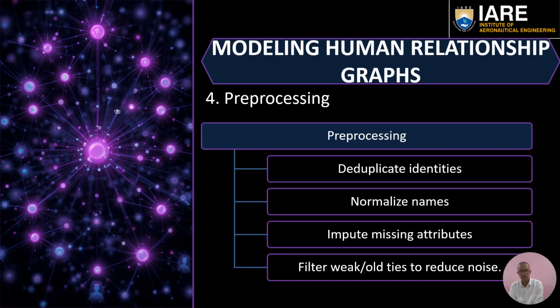Now let's discuss the fourth aspect, pre-processing. In pre-processing, there are four activities which occur. First is deduplication of identities. Second one is normalization of names. Third one is imputation of missing attributes. And the fourth one is filtration of weak or old ties in order to reduce the unwanted noise. Hence, this is the aspect of pre-processing.